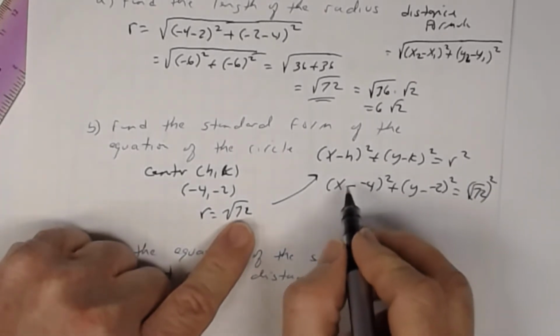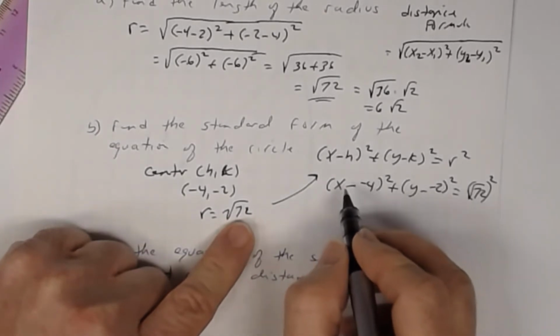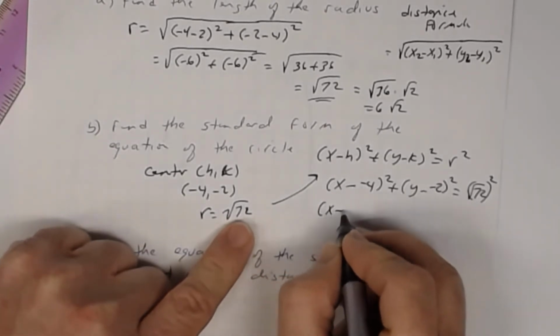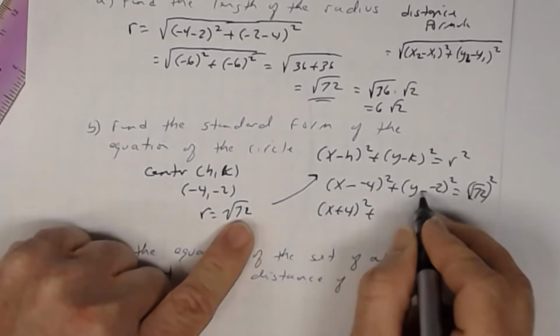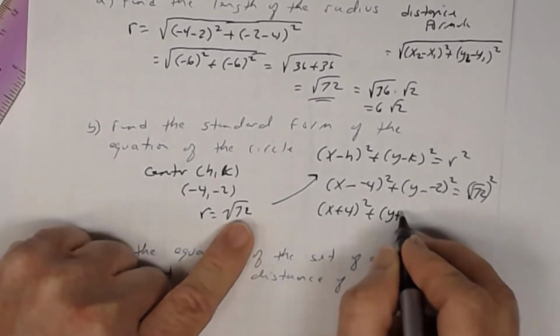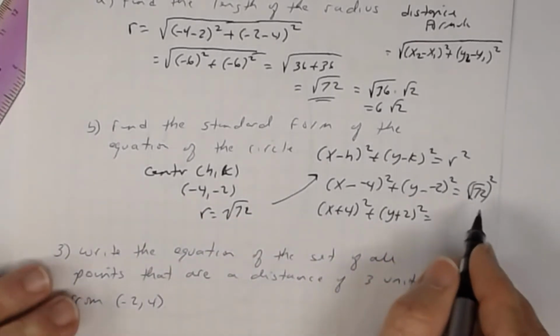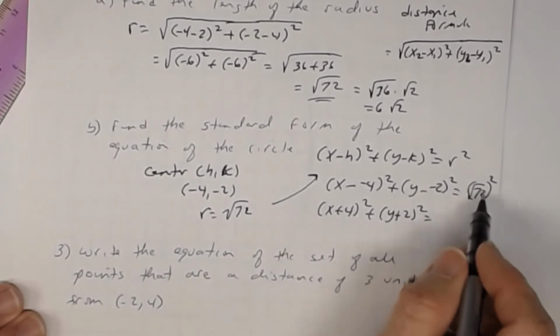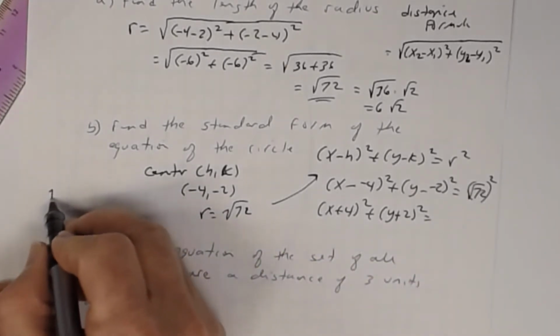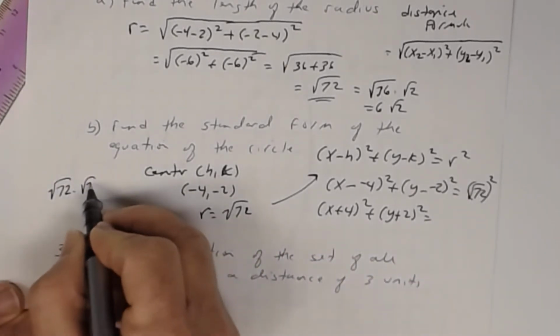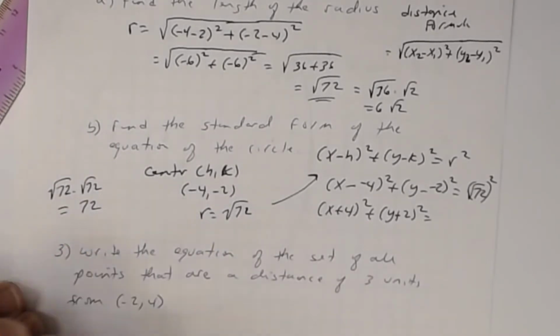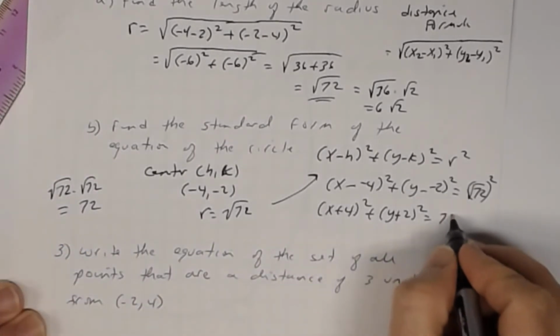And so rewriting this, remember, don't leave it like this. You need to know that x minus the -4 means the same thing as x plus 4 squared. Y minus the -2 is y plus 2 squared. And you have to know, don't leave it like this now, square root of 72 squared. You have to know that the square root of 72 times the square root of 72 is just 72. And so there's your answer.